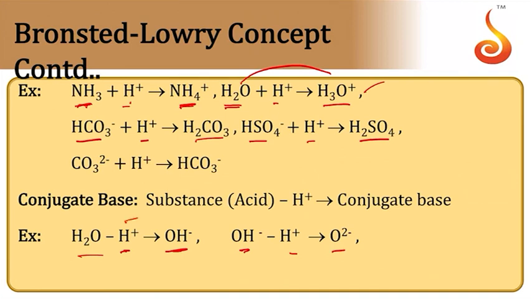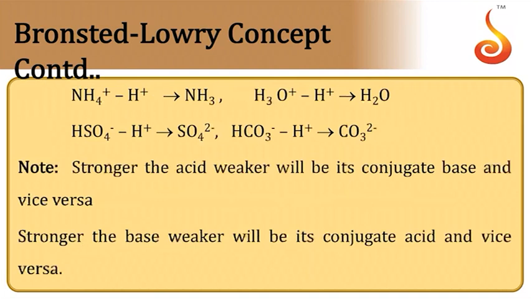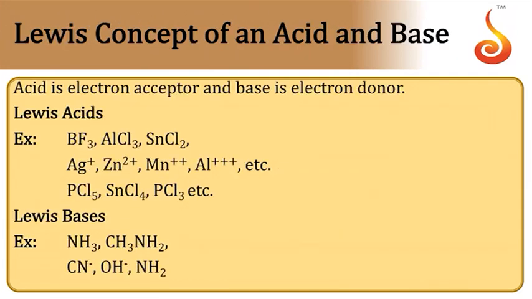So you remove a proton, you get a base. Add a proton, you are going to get the corresponding acid. This is a conjugate acid-base pair. And then one more important point: in a conjugate acid-base pair, if the acid is stronger, the corresponding base is going to be weaker. And if the base is stronger, the corresponding acid is weaker. In a conjugate acid-base pair, one will be strong and the other weaker, and vice versa. This is regarding conjugates.